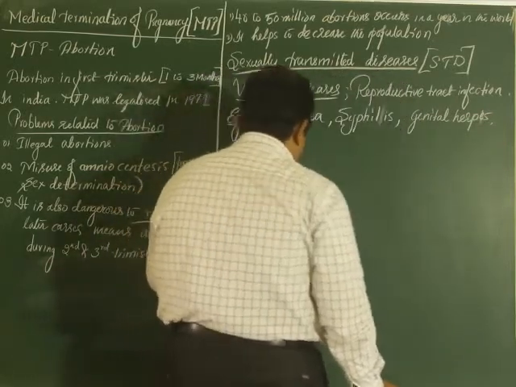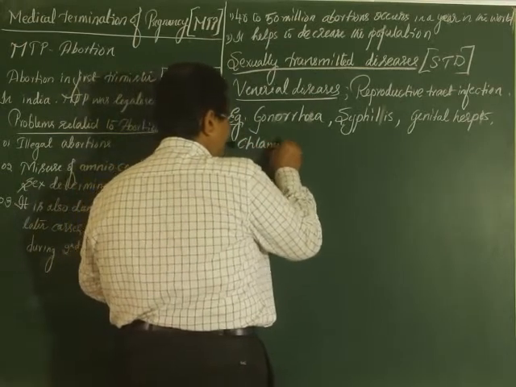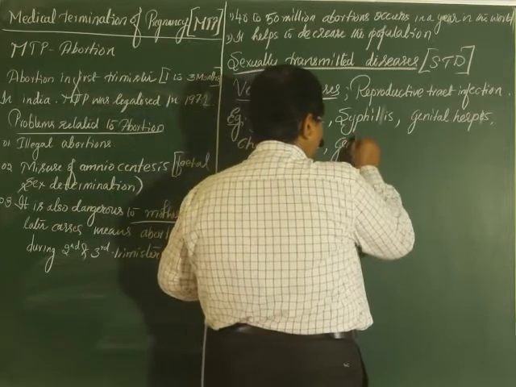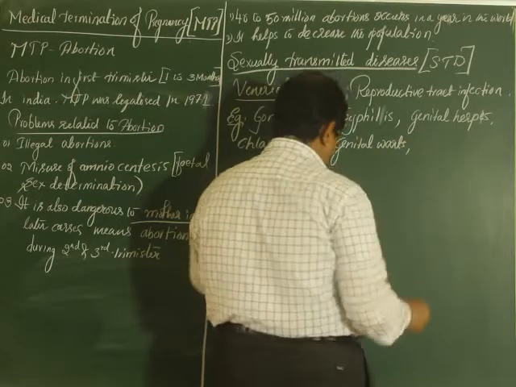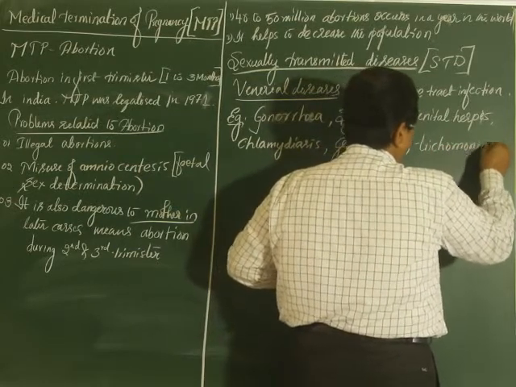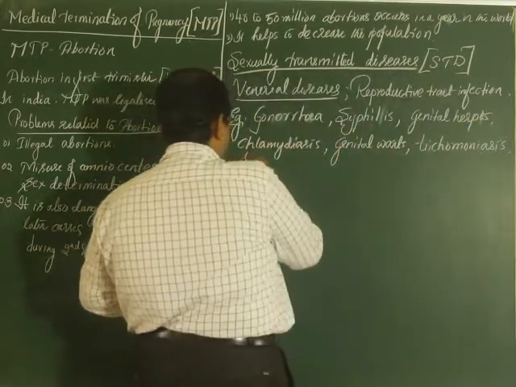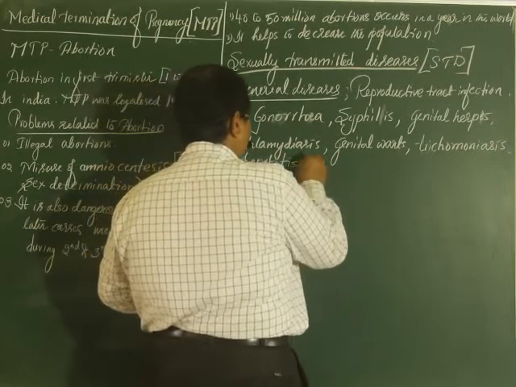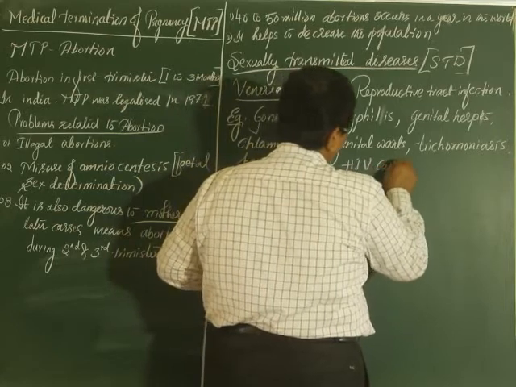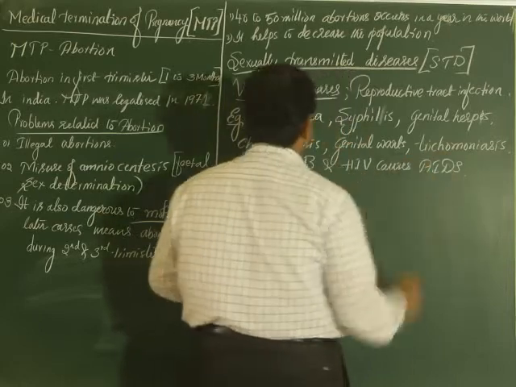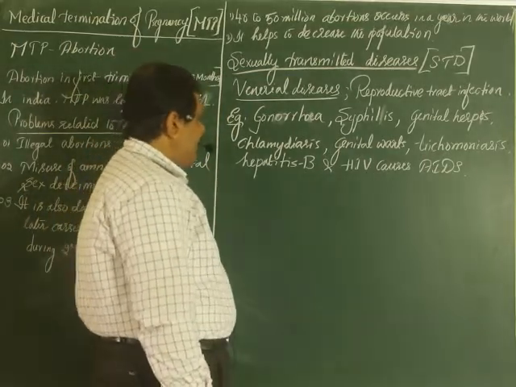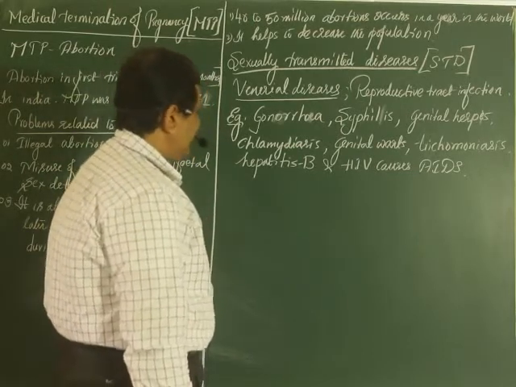And then chlamydiasis, genital warts, trichomoniasis, hepatitis B, HIV, which causes AIDS. So you should remember all these names of those diseases: gonorrhea, syphilis, genital herpes, chlamydiasis, genital warts, trichomoniasis, hepatitis B, HIV.